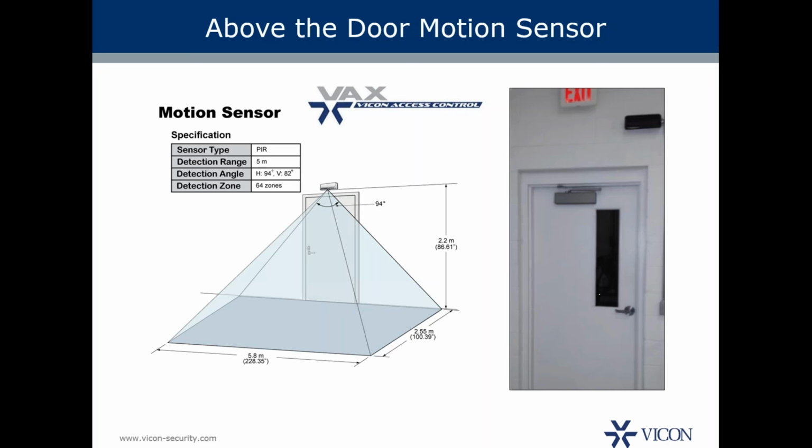Now, because that one is not directly over the door, the PIR has been made fully configurable. So from within the software, you can adjust the sensitivity or the sampling rate, as it were, to fit the need of your installation.